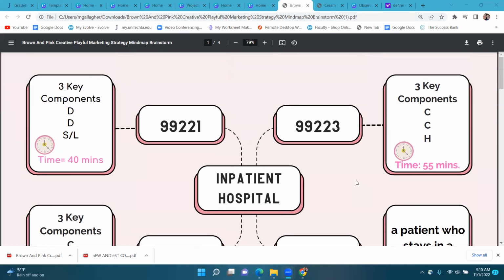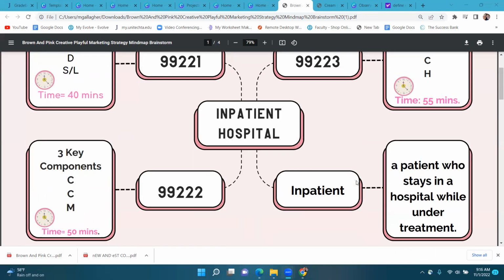A 99223, those three key components are going to be CCH, and the time is 55 minutes. So let's talk about what is the definition of inpatient.